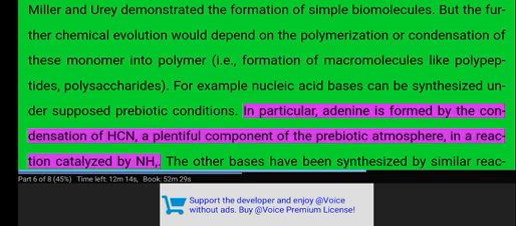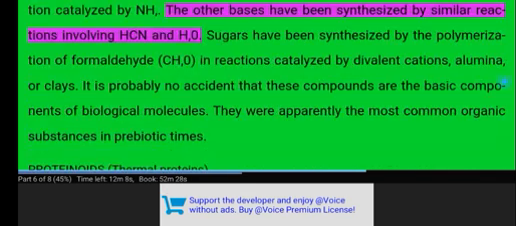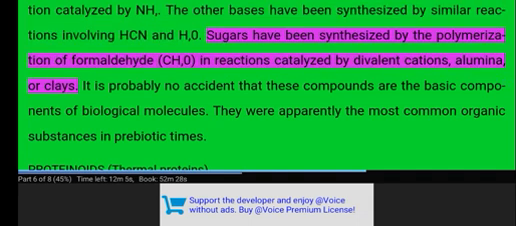For example, nucleic acid bases can be synthesized under supposed prebiotic conditions. In particular, adenine is formed by the condensation of HCN, a plentiful component of the prebiotic atmosphere, in a reaction catalyzed by NH3. The other bases have been synthesized by similar reactions involving HCN and H2O. Sugars have been synthesized by the polymerization of formaldehyde CH2O in reactions catalyzed by divalent cations, alumina, or clays. It is probably no accident that these compounds are the basic components of biological molecules. They were apparently the most common organic substances in prebiotic times.